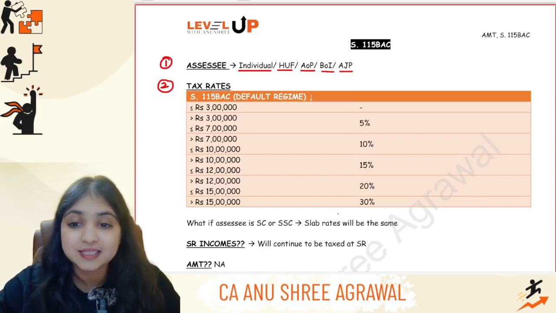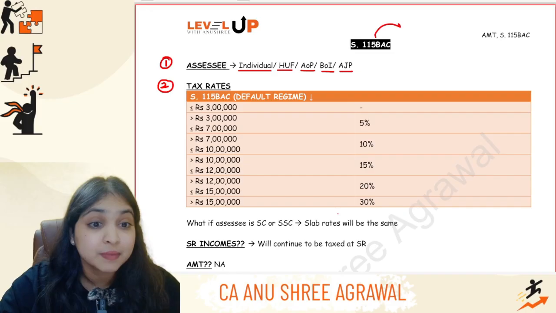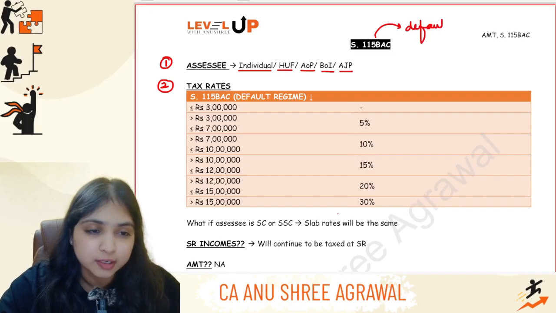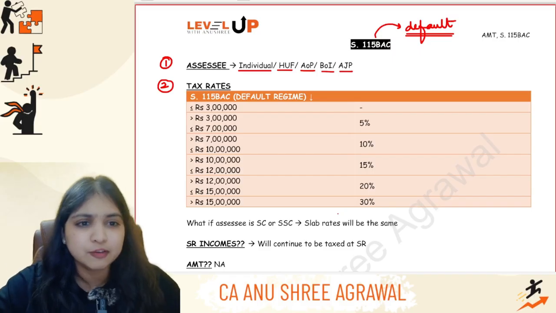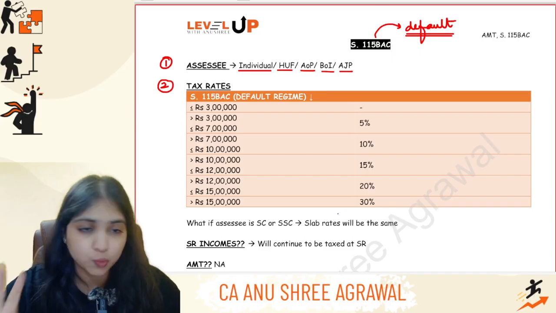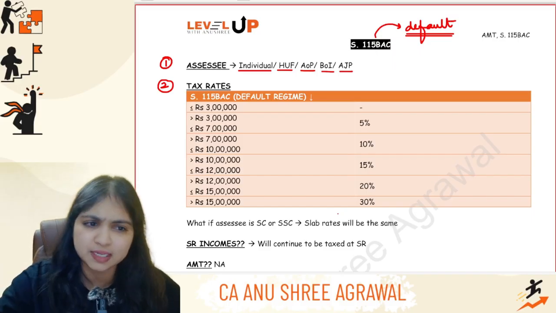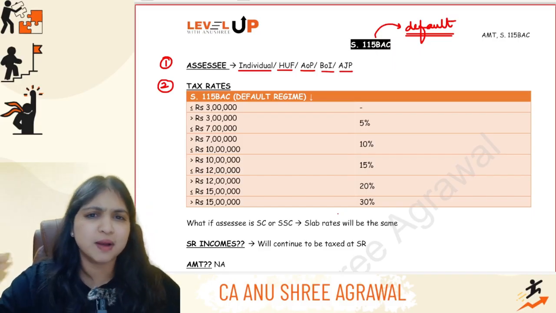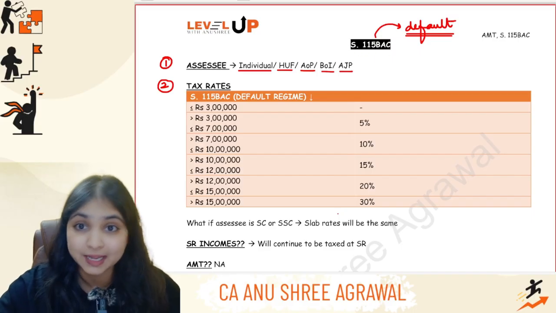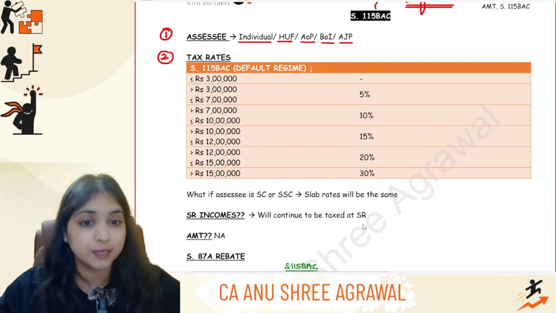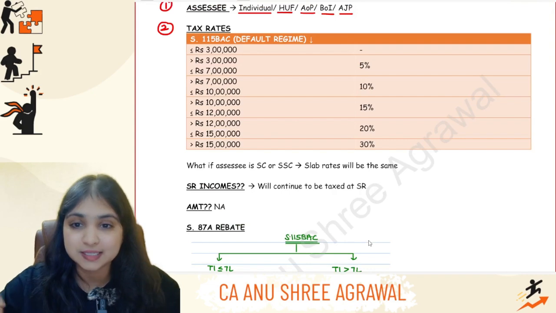Then comes point number 2. What will be the basic tax rate under 115BAC? And by the way, this is your default tax regime, which means if the question doesn't say anything, by default you have to apply 115BAC only. Only if the question says the assessee has opted out of 115BAC, only then you will apply the normal regime. Otherwise, by default, you have to apply this 115BAC regime only. So, under 115BAC, what are the basic tax rates?